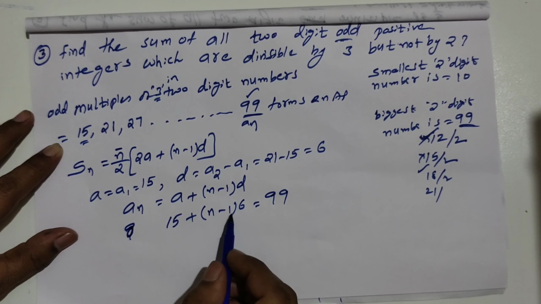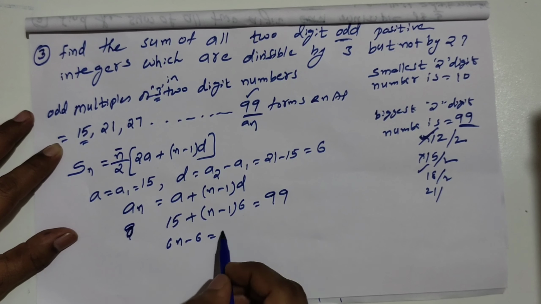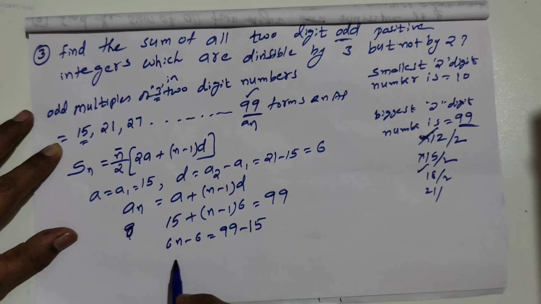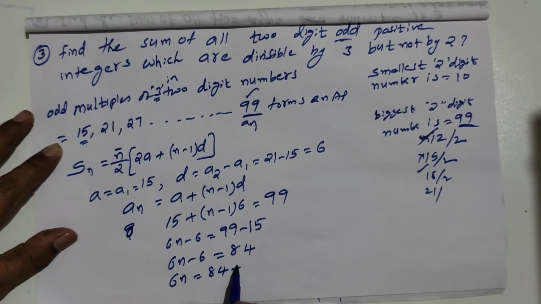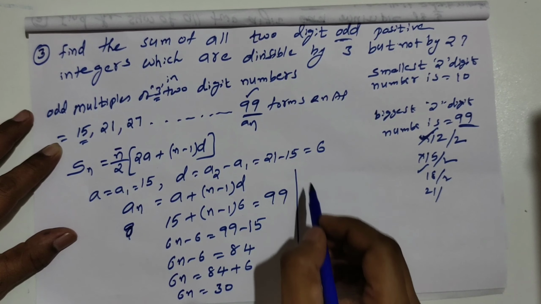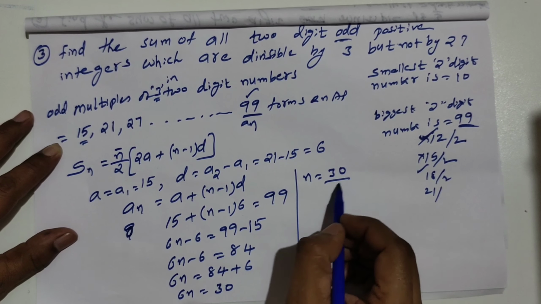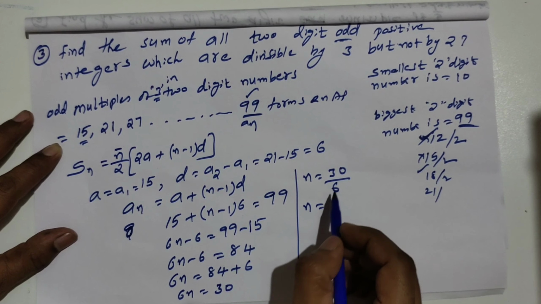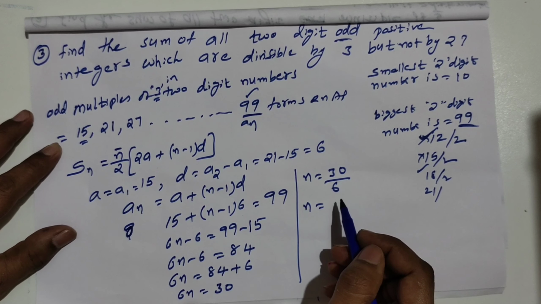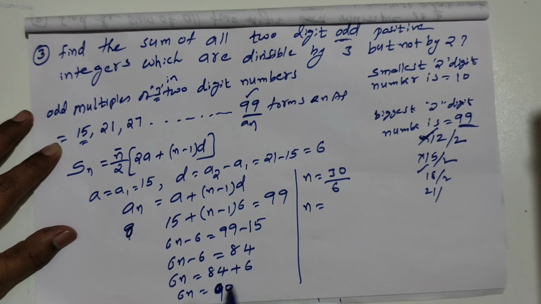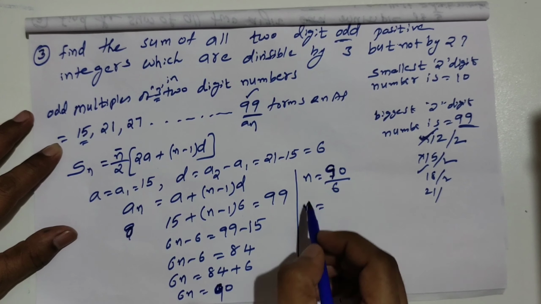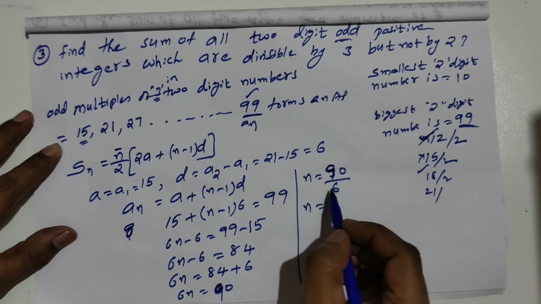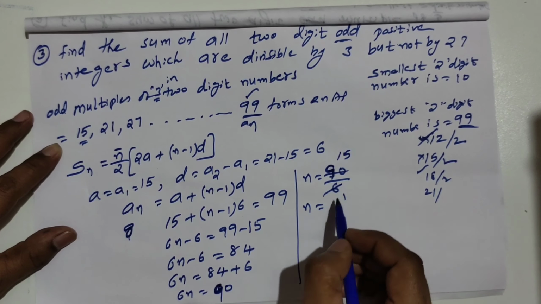Now take this 15 to that side, multiply the 6: 6n - 6 = 99 - 15. 6n - 6 = 84. 6n = 84 + 6, then 6n = 90. So here n = 90 by 6, then n is equal to 15.